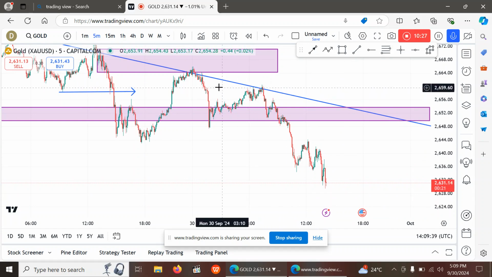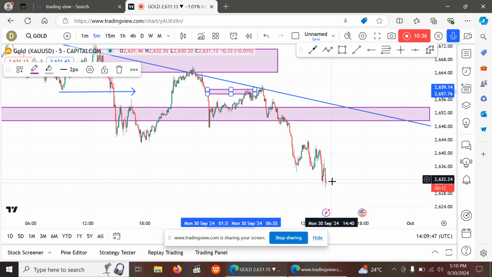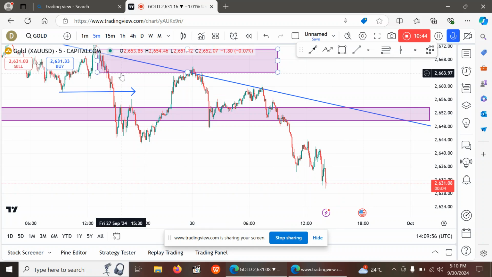You would have caught this setup from around somewhere here, because I see we have a zone here. So you'd have caught it from somewhere here and dropped with it until here. It's a good move. A good move, yes. That is how a trend line, support and resistance trader would attack the market.